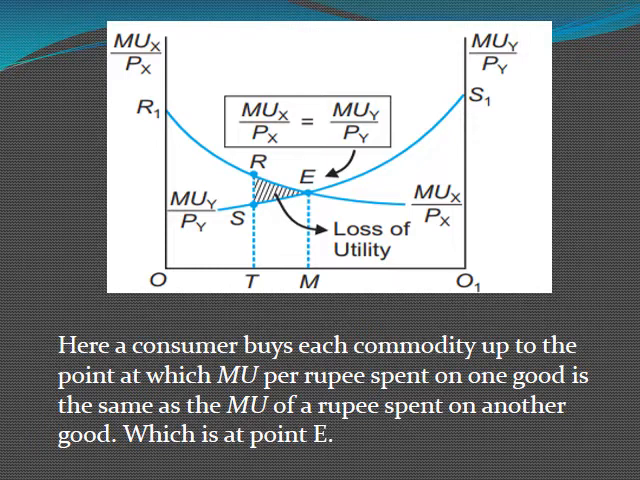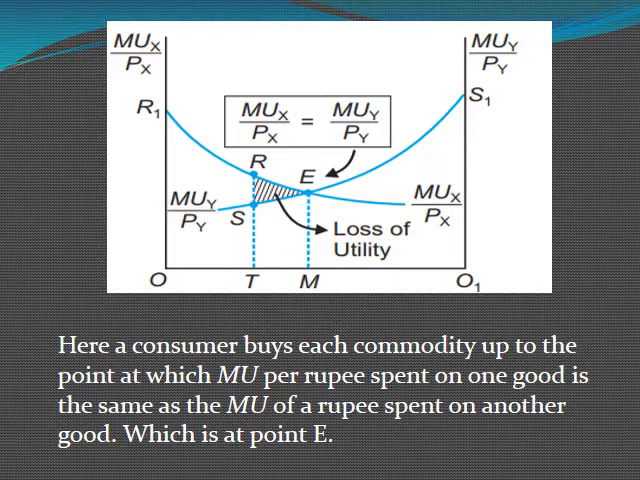If we assume that price of X and price of Y is same, that Px is equal to Py, then the equilibrium condition will be marginal utility of X is equal to marginal utility of Y, because denominators are same and they will cancel out.